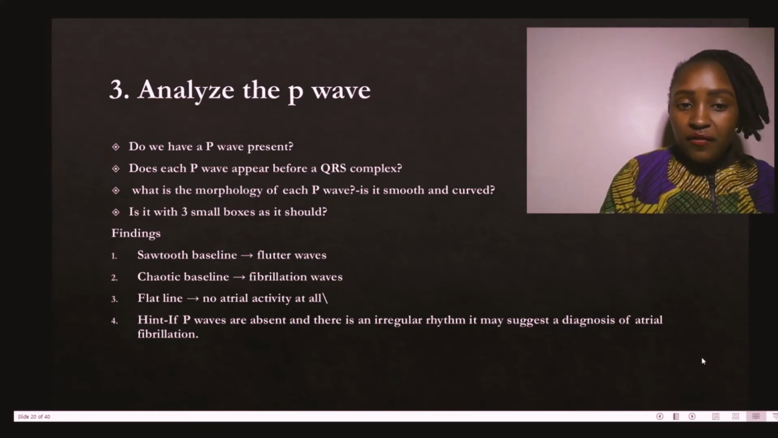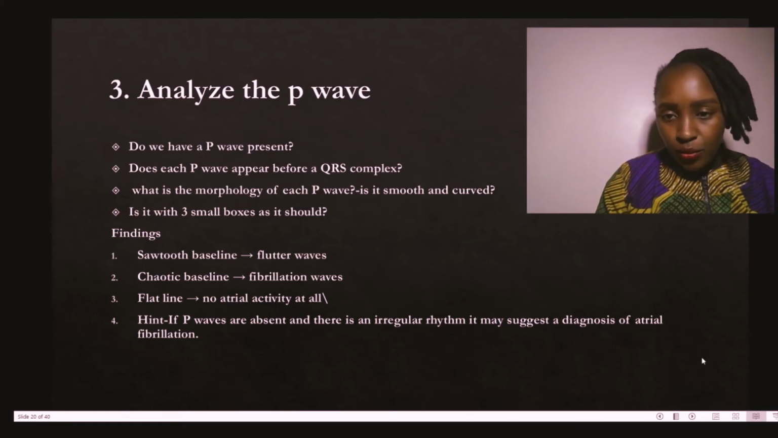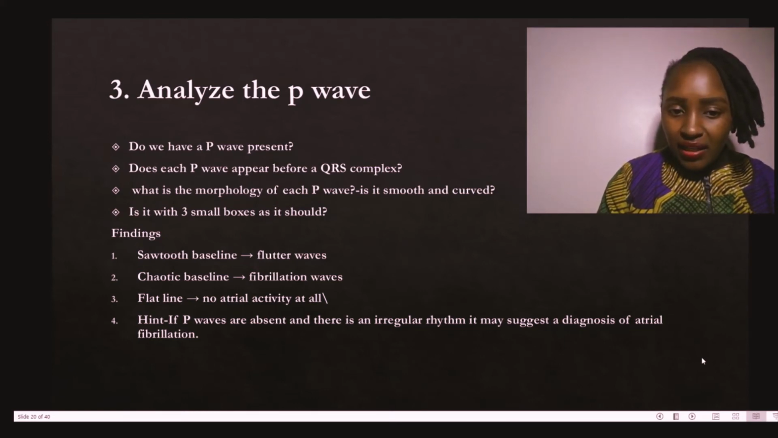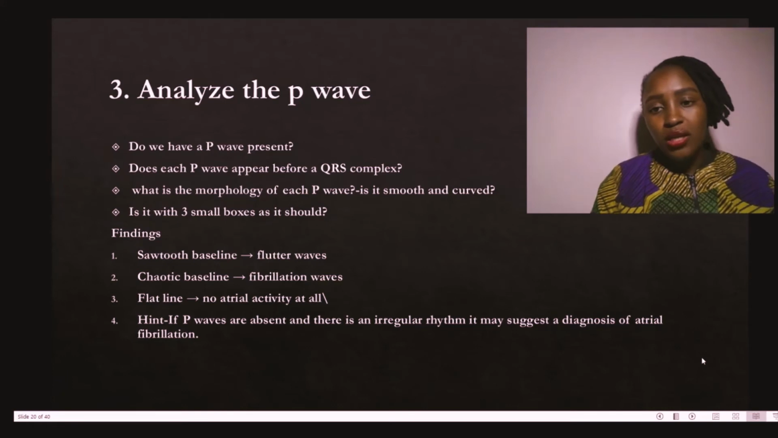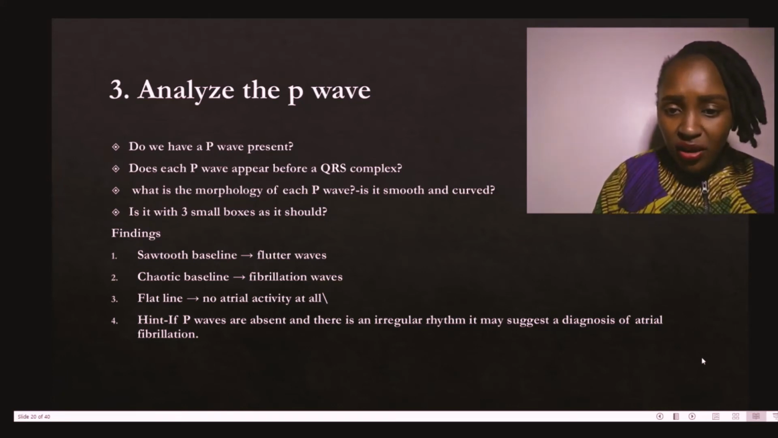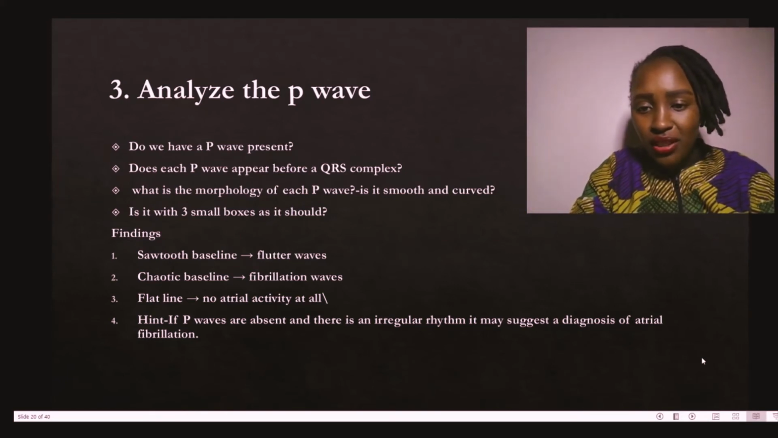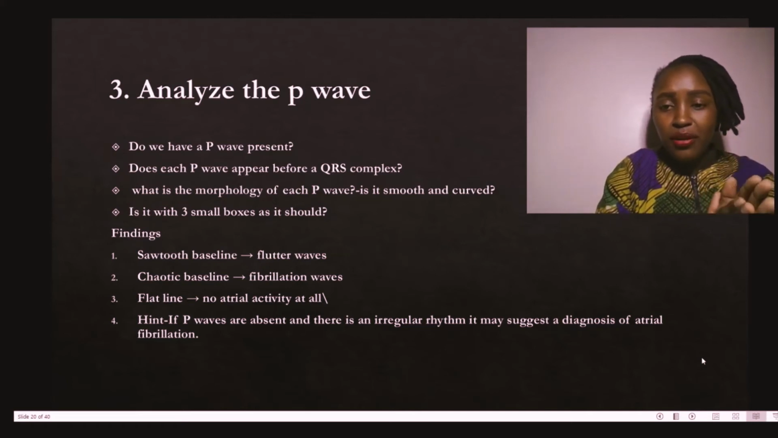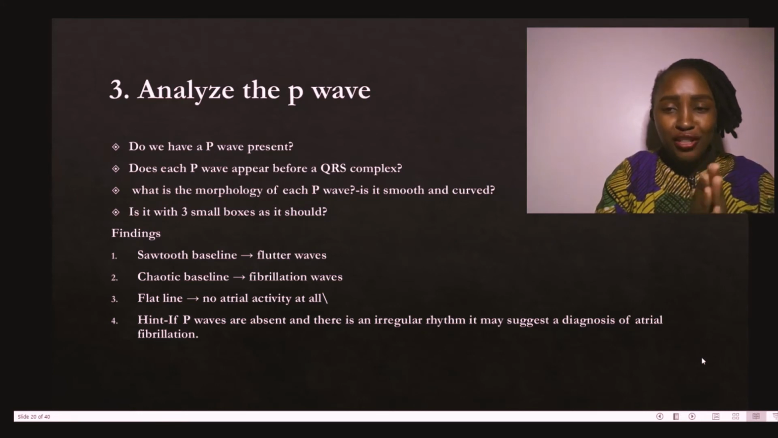As for findings, if it is a sawtooth baseline, those are flutter waves. If it is a chaotic baseline, those are fibrillation waves. If it's a flat line with no atrial activity at all, that is also something you need to know, because it will be a rhythm called asystole. If the P waves are absent and there is an irregular rhythm, that may suggest a diagnosis of atrial fibrillation. So if you can't see the P wave, or it is not of normal shape, then you need to know what kind of rhythm you're dealing with.